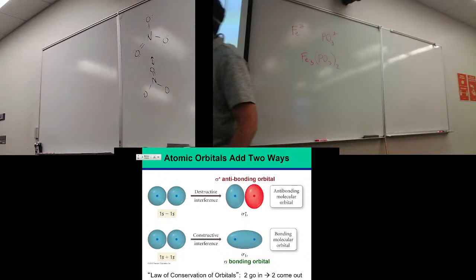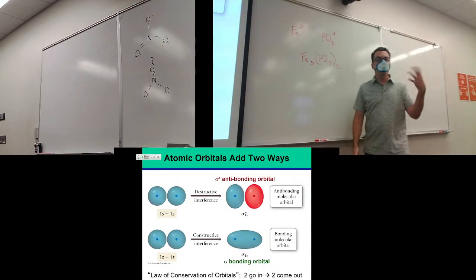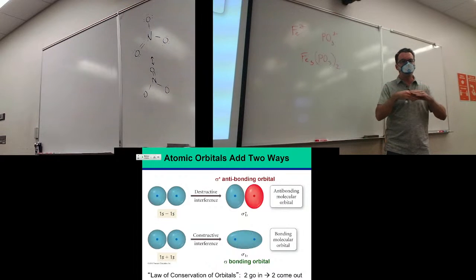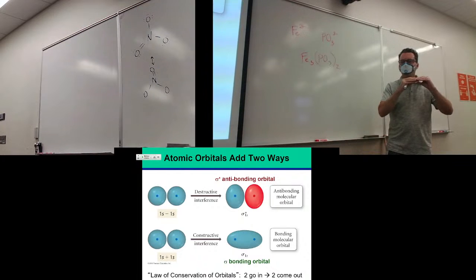Now this sigma here, this is the Greek letter sigma. We've learned this in 221, this is describing the type of overlap the orbitals do. If it's an end-to-end overlap, where they overlap in just one spot and that's it, that's a sigma bond.